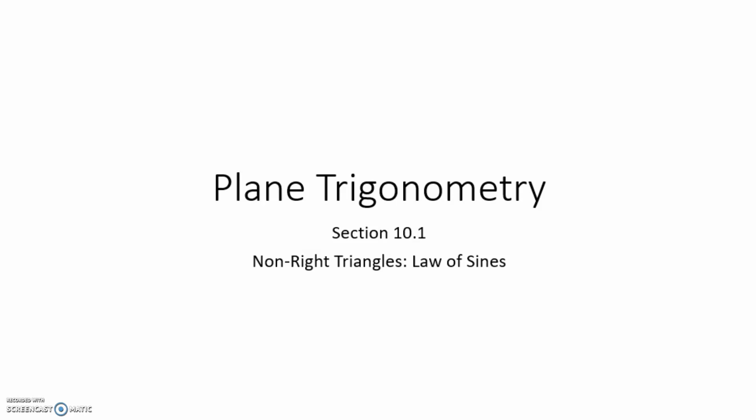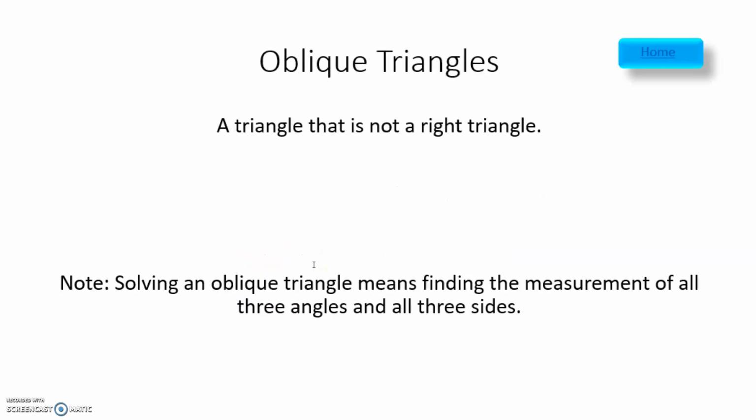Alright, now in section 10.1, we're looking at trying to solve triangles that do not have a right angle in it. What we would call that is an oblique triangle, a triangle that is not a right triangle. So we're either going to use something called the law of sines or the law of cosines, depending on which case we have.